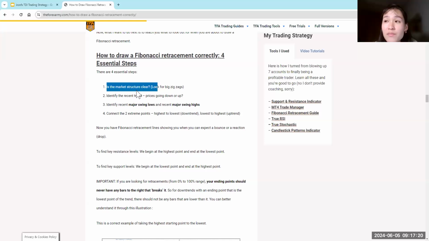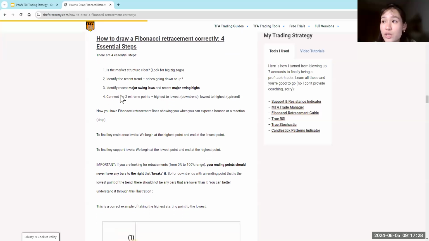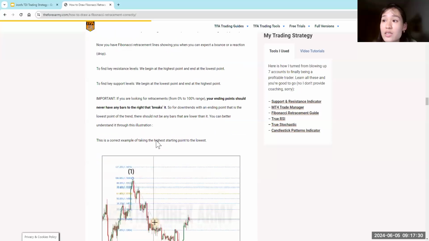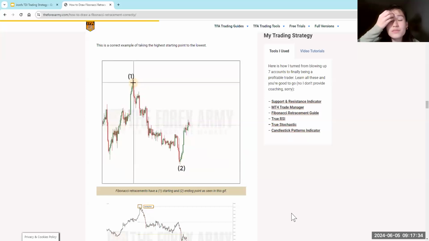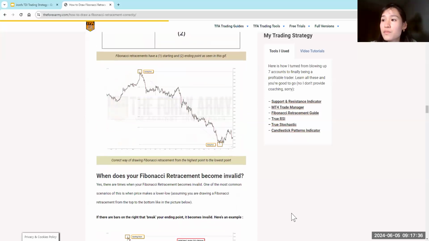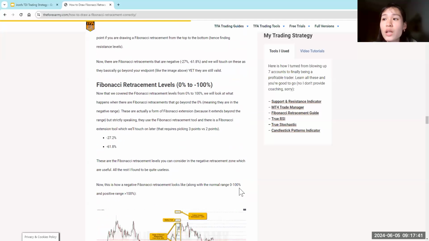Is the market structure clear? What's the recent trend? Any major swing lows and highs, and connect the two extreme points, lowest and highest, like this. Yeah, it'll show you when it becomes invalid as well.